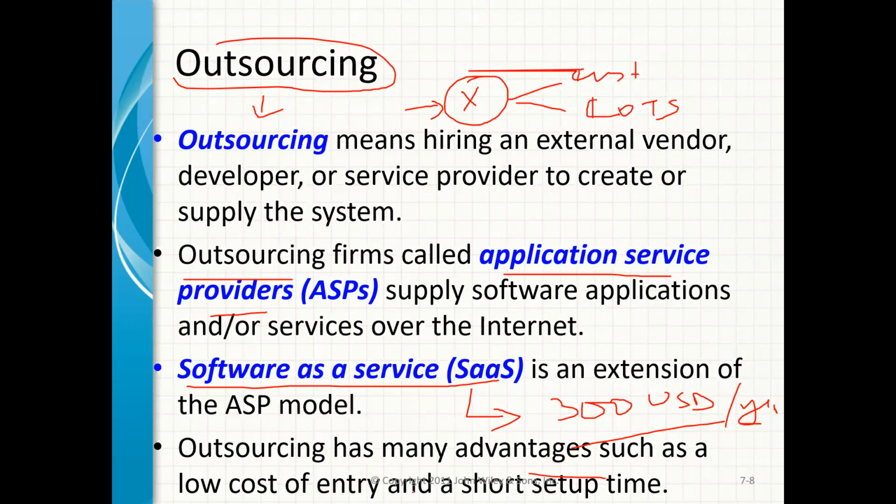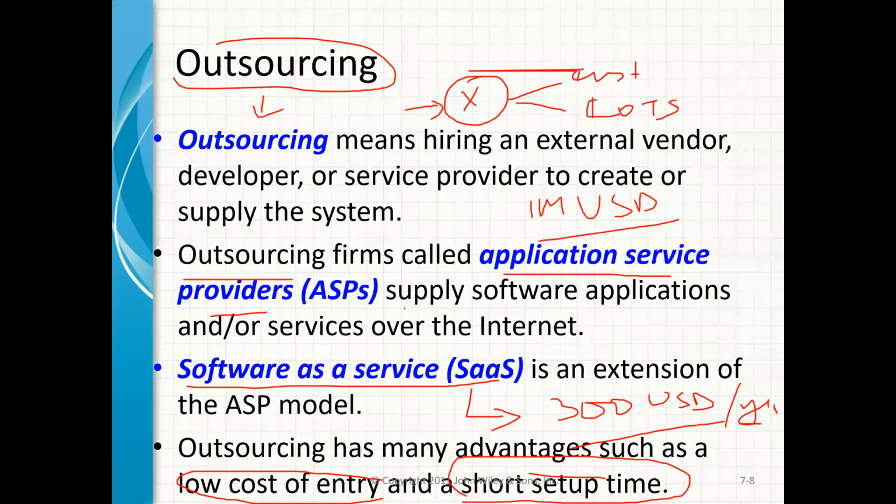So outsourcing has some advantages. Number one, you can understand it's a low cost of entry. You don't need a lot of money to get the solution. As I was saying, $300 and you get Zoom for one year. What about developing your own Zoom? You may need something like 1 million USD, and you are not sure it can be like the Zoom we know. And also short setup time, because you just configure, it's only creating your account and activating your account.